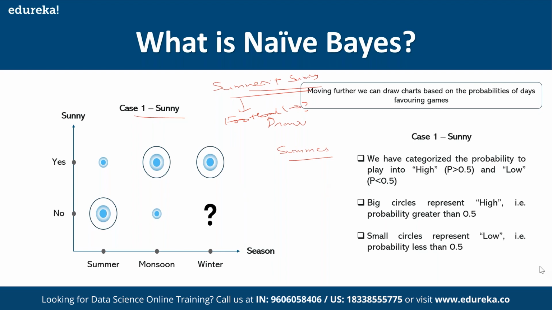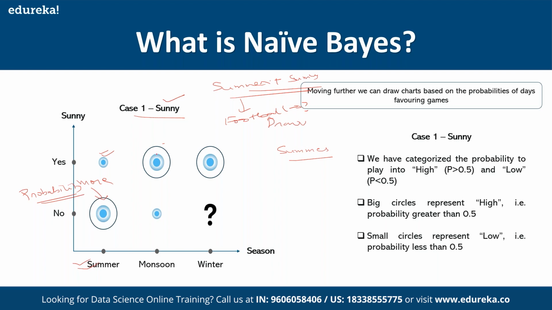So how many of you would like to play football there? The probability will be more towards the no side. Can you see this? So what is this dot showing? It is showing probability. I will explain how we calculate probability, but on a given day when it is sunny and summer, the chances of you not playing football are very high, and the chances of you playing football are very low. There are some chances, but they will be very low.